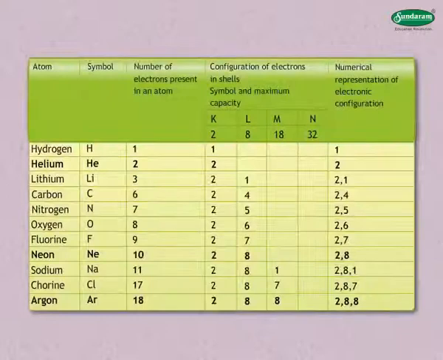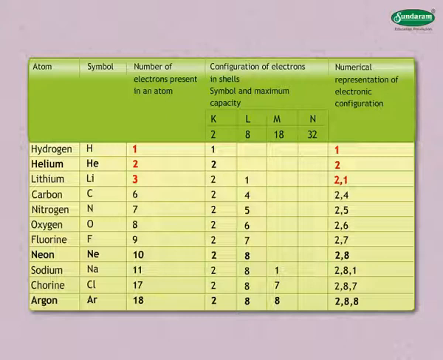The number of electrons present in the hydrogen atom is 1, and the electronic configuration is 1. The number of electrons present in the helium atom is 2, and the electronic configuration is 2. The number of electrons present in the lithium atom is 3, and the electronic configuration is 2, 1.